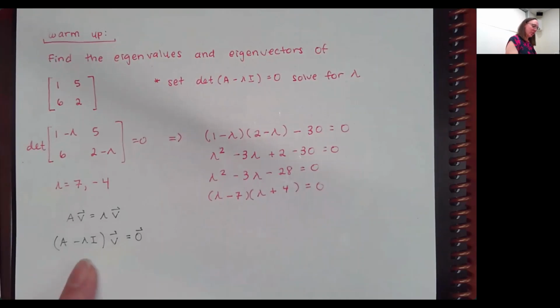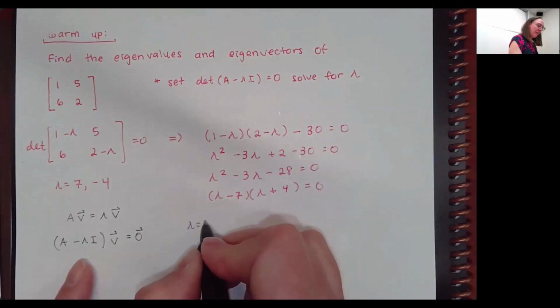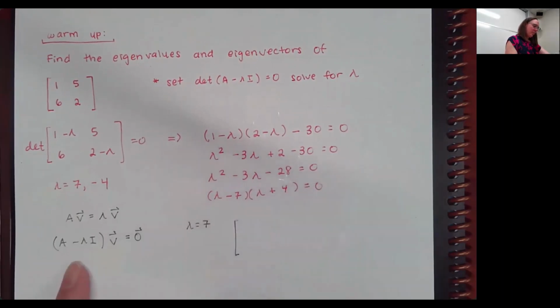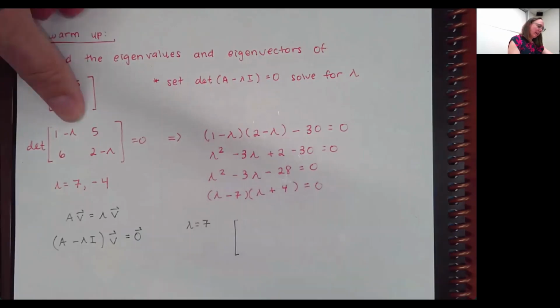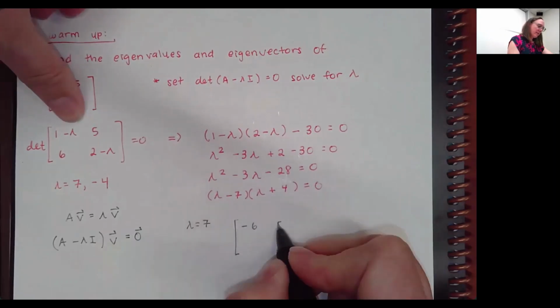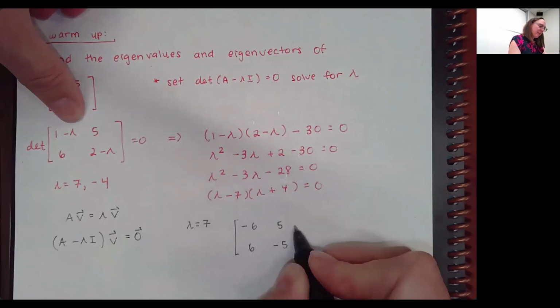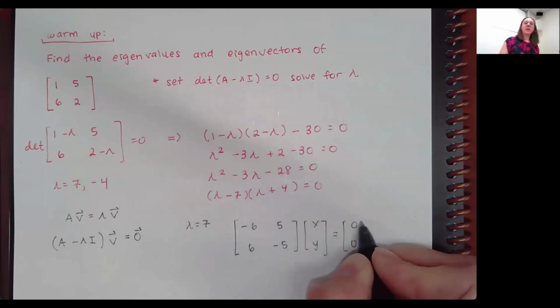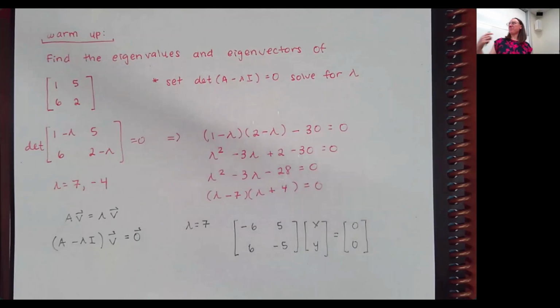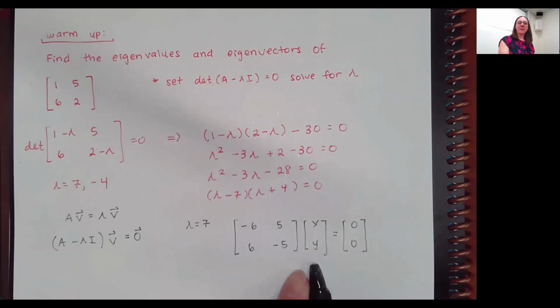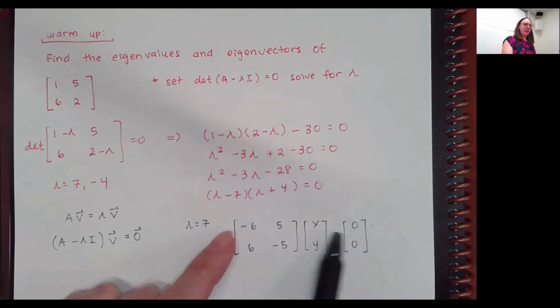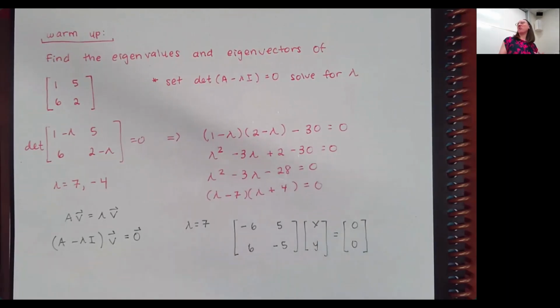So if I go with this version and I start with a lambda of 7, then in matrix form, plugging in 7 for my eigenvalue, I would have negative 6, 5, 6, negative 5 times my x y vector has to be equal to the 0 vector. And as a reminder, we are not looking for x and y to be 0, 0. We are looking for the interesting solutions to this. And each line should tell us the same piece of information.